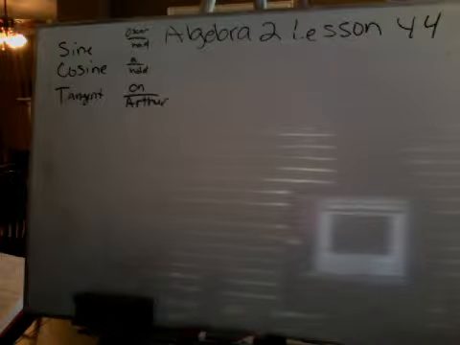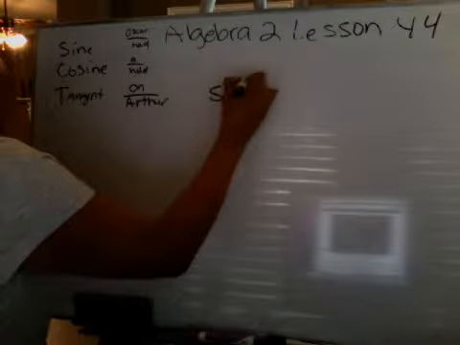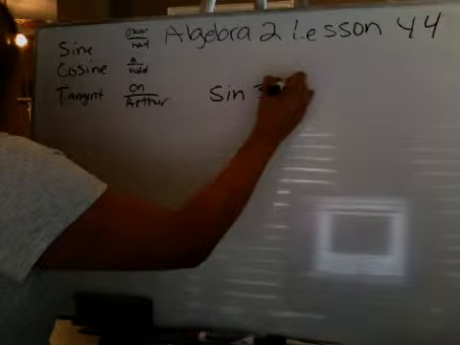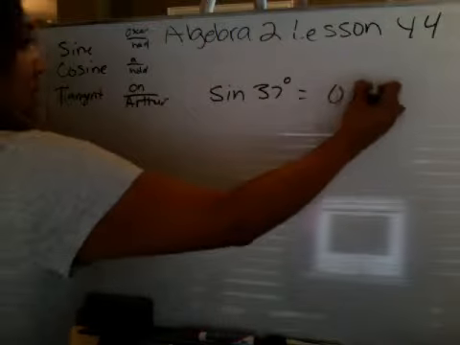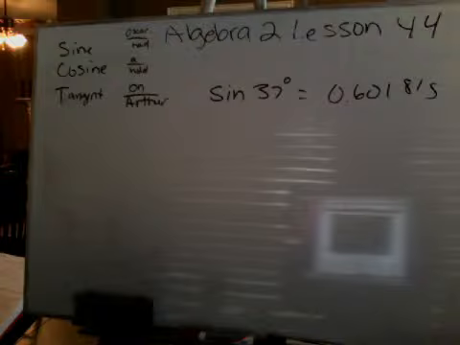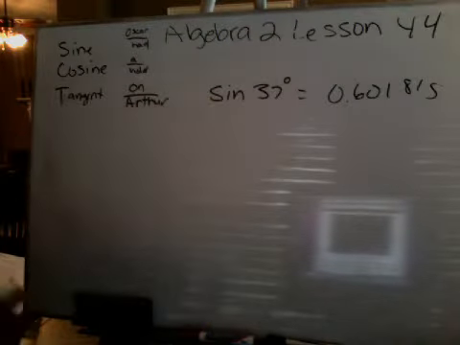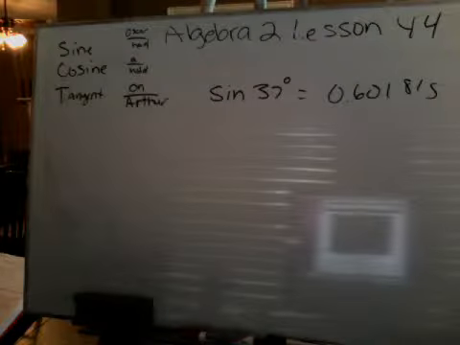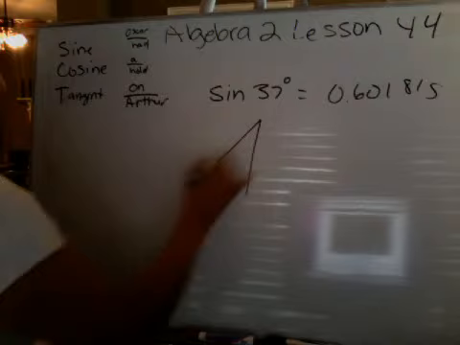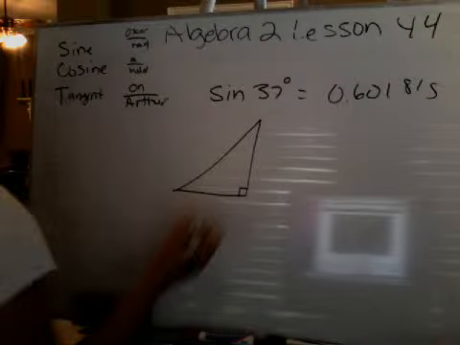So we said the sine of 37 degrees, you put it in your calculator and get 0.601815. It doesn't matter what size the triangle is, that angle is always going to give you that. Doesn't matter the size. You're always going to get that amount when you take the sine of 37 degrees. So let's use our sine and cosine to find sides of triangles.